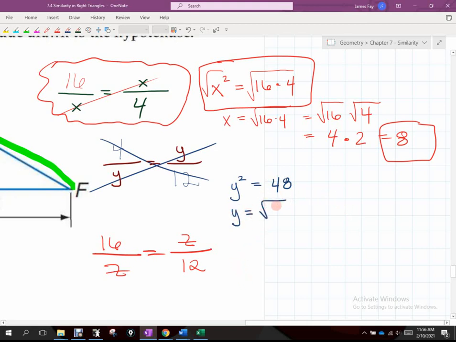Square root both sides. Give me radical 48. Now, there should be plus or minus. They should have done that with the 8 up here as well. But because I'm interested in it being a distance, I'm ignoring the minus one. But that 48, does anybody know the perfect square that divides 48?